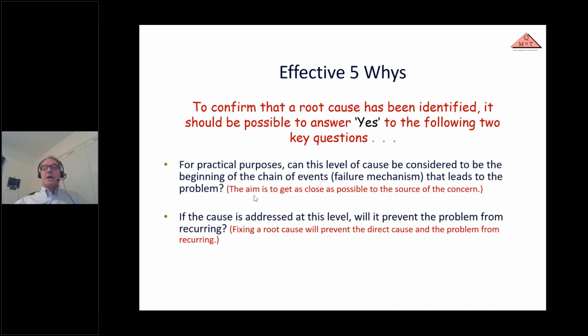The aim is to get as close as possible to the source, but the team have to recognise the feasibility, the practical constraints that might exist. If the cause is addressed at this level, will it prevent the problem from recurring? Fixing a root cause will prevent the direct cause and the problem from recurring. So this is really what the team are aiming to achieve as the outcome.